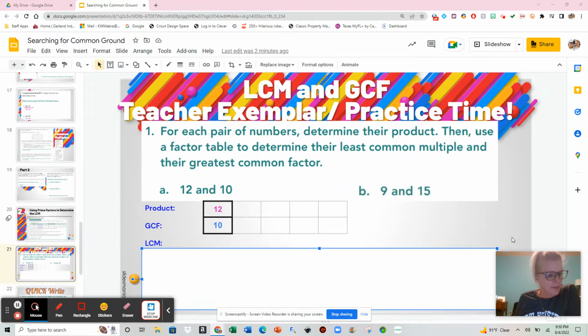Okay, so on this part on page 10, it's at the bottom. It says for each pair of numbers, determine their product, then use a factor table to determine their least common multiple and their greatest common factor.